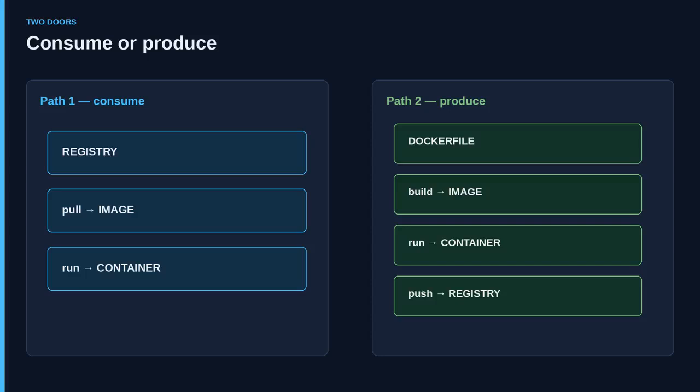Path 1. Pull an existing image from a registry, then run it. Path 2. Write a Dockerfile, build a local image, then run that. The first path is how you consume someone else's work. The second is how you produce your own. Both end at a container. Both, if you want anyone else to use the result, eventually go back through a registry. Watch the arrows: registry to image via pull, image to container via run, or Dockerfile to image via build, image to container via run, then image back to a registry via push. Same destination, different starting door.